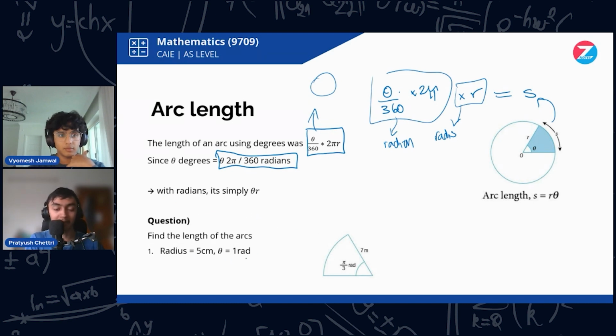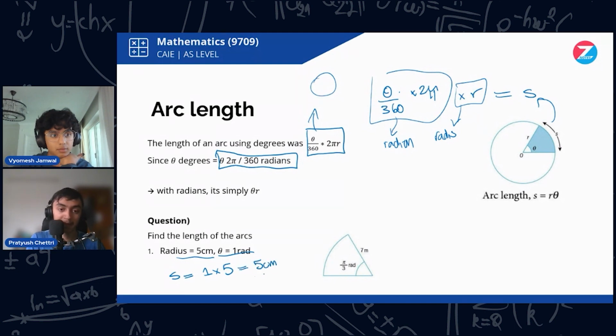These questions should be like 10 seconds even. So if we have a radius of 5 centimeter and an angle of 1 radian, what's the arc length going to be? Simply angle in radians, 1, times radius 5, which gives us 5 cm. That's the arc length. And what about this question? Well, you can see that the radius is 7 meter and the angle theta is pi over 3. Hence, our arc length here should be 7 times pi over 3. So we can simply write, in exact terms, 7 pi over 3 is our arc length.